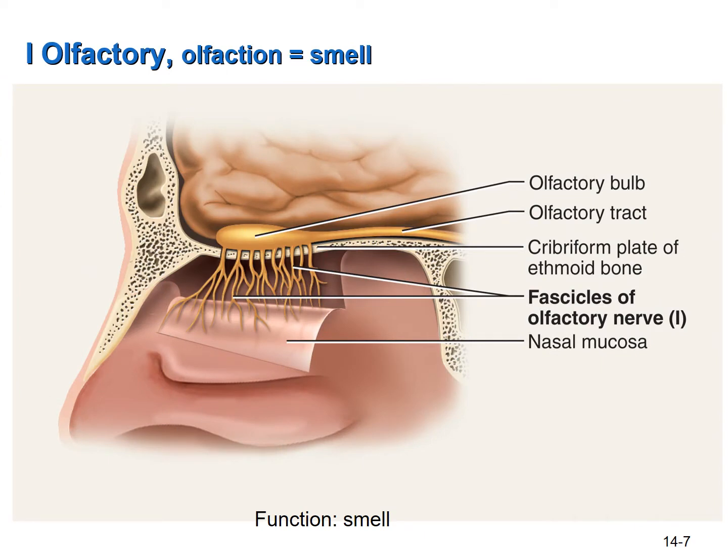Cranial nerve number 1 is the olfactory nerve. Olfaction means smell, and this nerve is responsible for sending sensory input from olfactory receptors in the roofs of our nasal cavity back to our brain. The olfactory nerve is a sensory-only nerve.